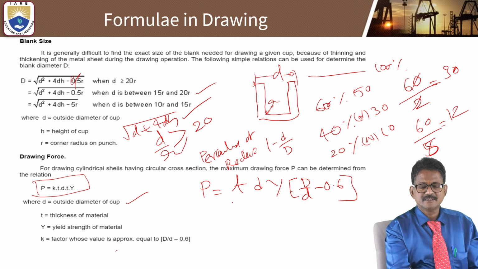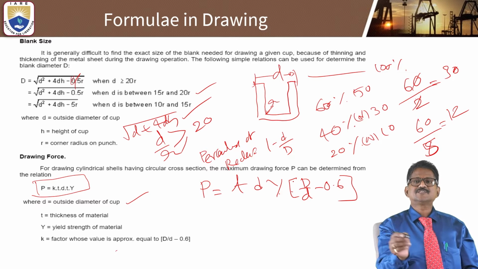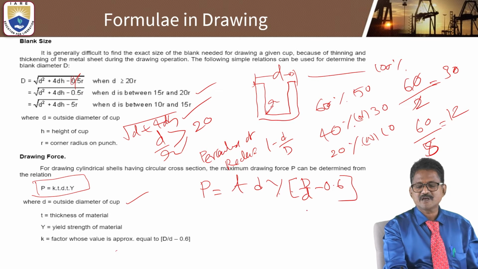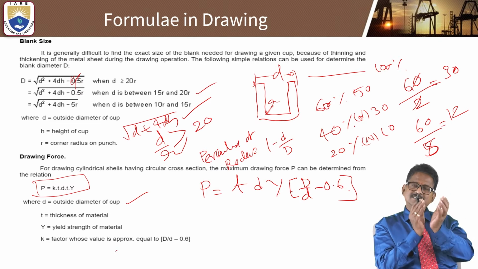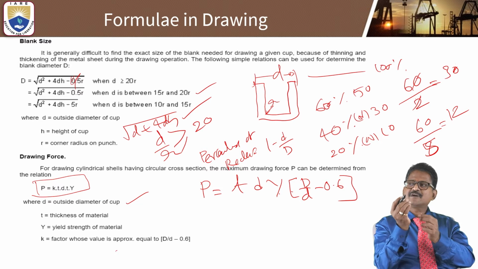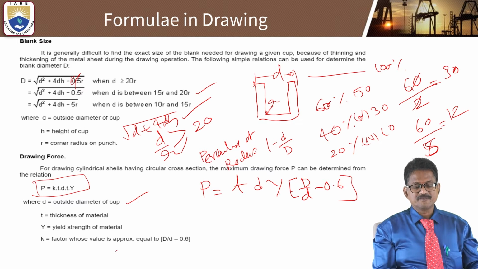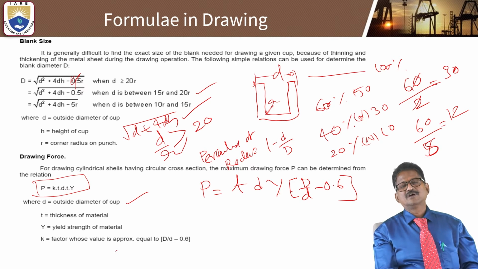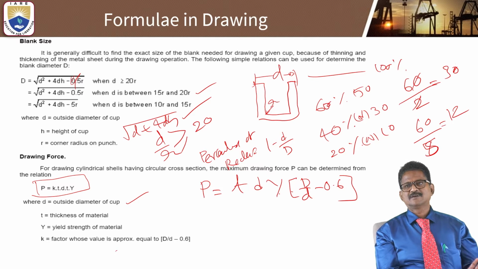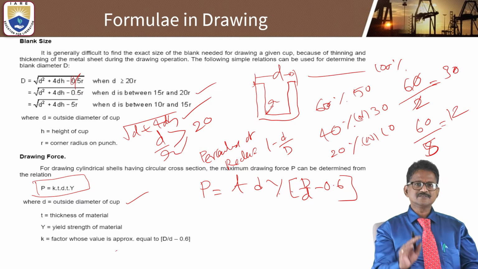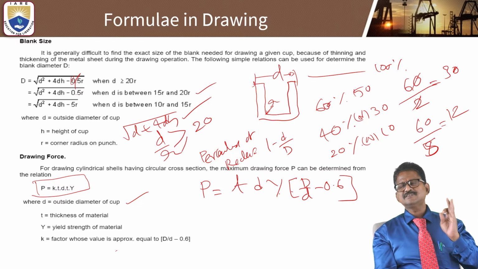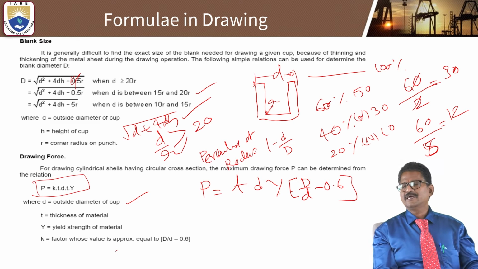Here t is the thickness of the material, d is the outside diameter of the cup, Y is the yield strength of the material, and D by d is the ratio of blank size to the outside diameter of the cup, minus 0.6, which is the clearance for the trimming or excess material that comes out like a flash. With this formula, you can determine the drawing force as per the requirement. So the drawing force can be easily determined this way. These are the important formulas to solve any type of problem.